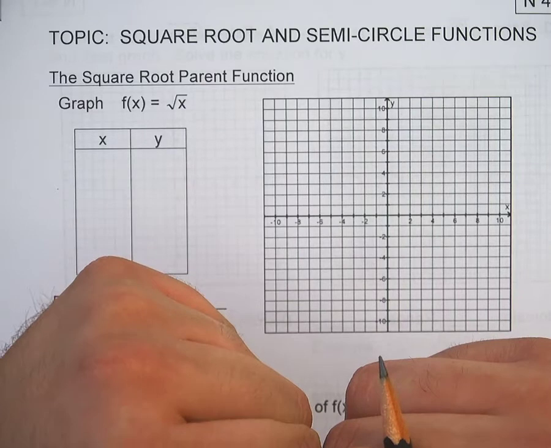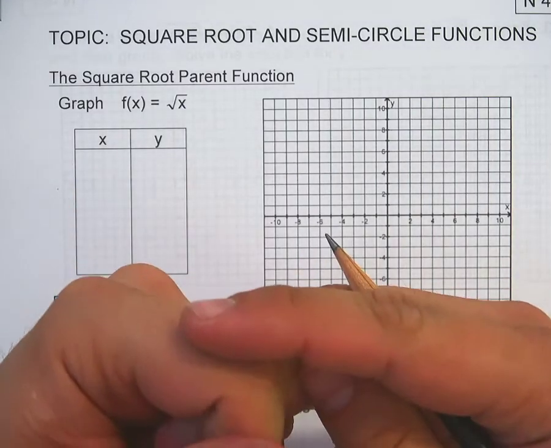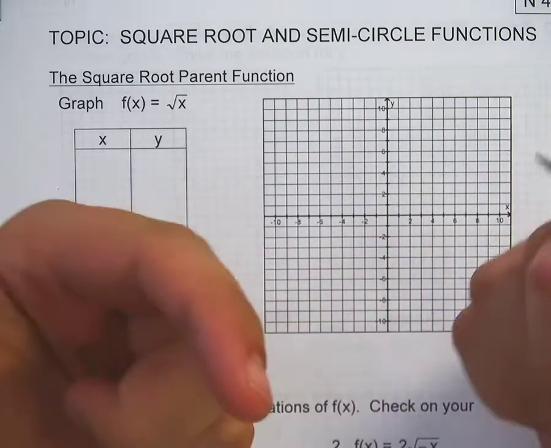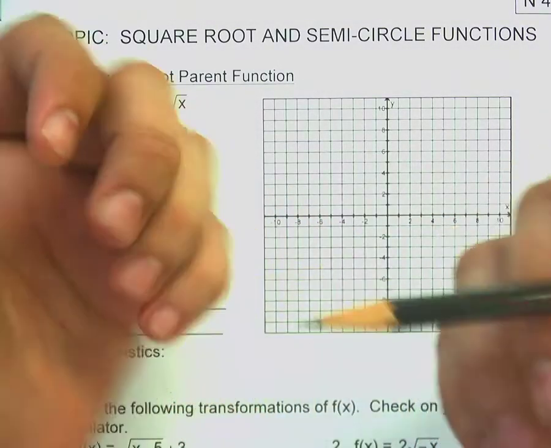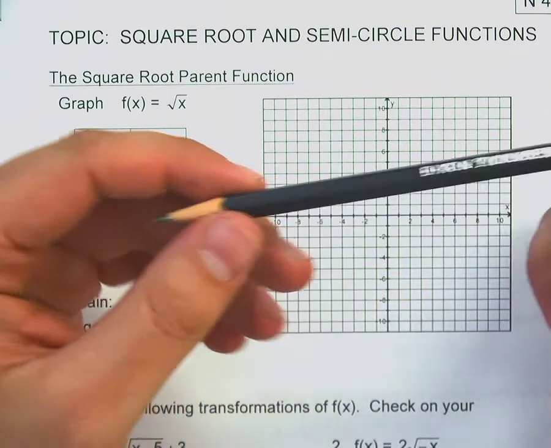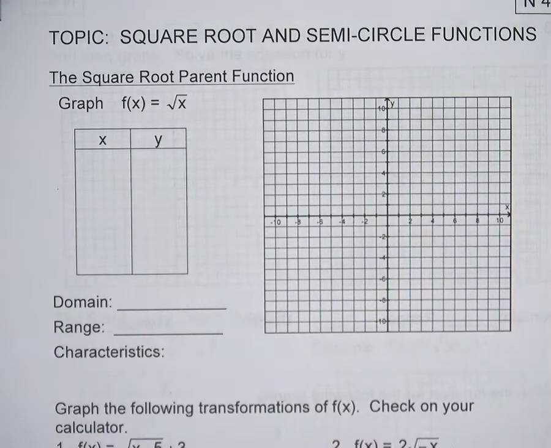So, today, very simple, we're going to learn about the square root and semicircle functions. Up until now, we've been dealing with linear functions, quadratic functions, and trigonometric functions. Today, we're going to learn about the square root and semicircle functions. So first, square roots. Let's look at square roots here.